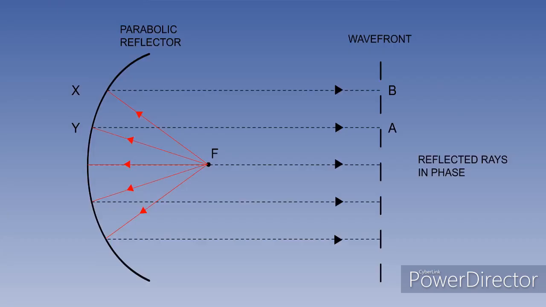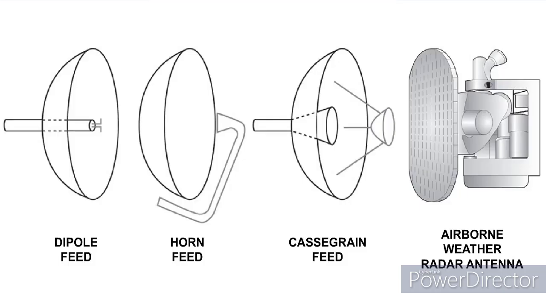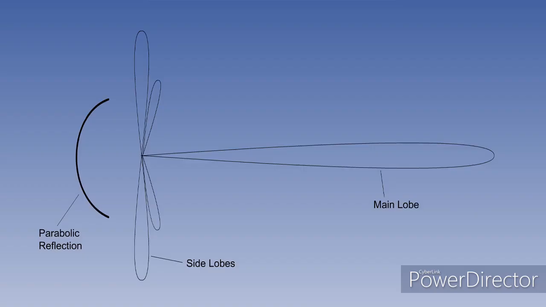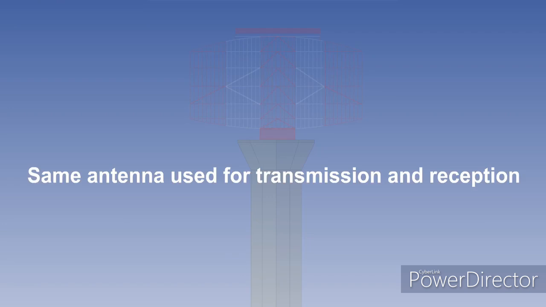Pulses of energy are transmitted into the dish, which are then reflected into an almost parallel-sided beam. The larger the antenna, the narrower the beam. The most common types of radar dish are shown here, including the slotted planar array used for weather radar. Here we see a typical radiation pattern showing the inevitable loss of energy into side lobes. It is normal to use only one antenna for both transmission and reception of the pulses.